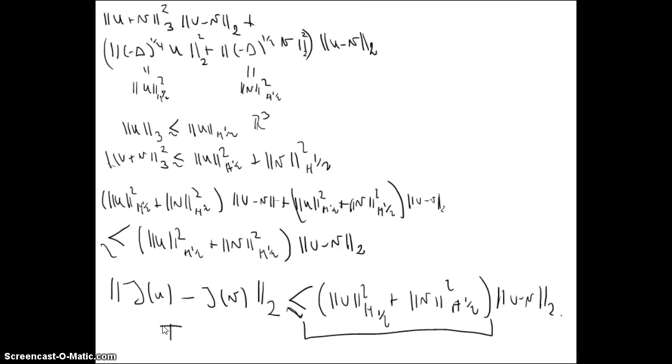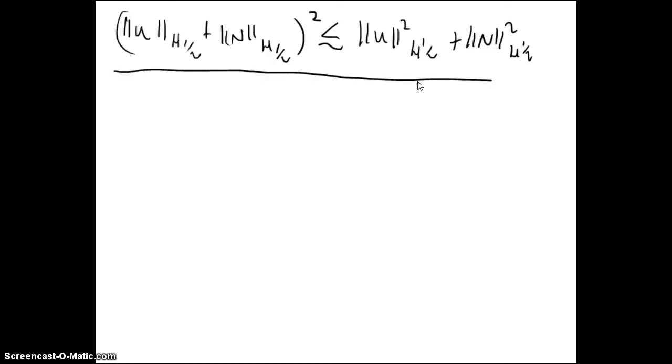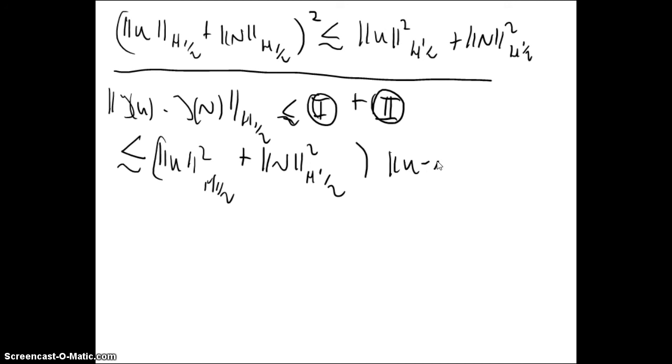As you may remember, we had the same bound for the first one, so we finally have what we wanted to prove. We have that the norm of Ju minus Jb in H1 half is less than or equal to this, u minus b in H1 half, for all u, b in H1 half or 3. Okay, so we finally conclude that Ju minus Jb in H1 half is less than or equal to 1 plus 2. This is less than or equal to u squared H1 half plus b squared H1 half times u minus b in H1 half.